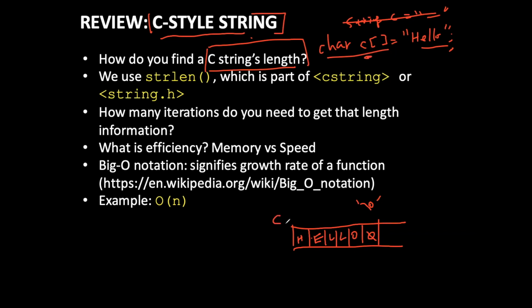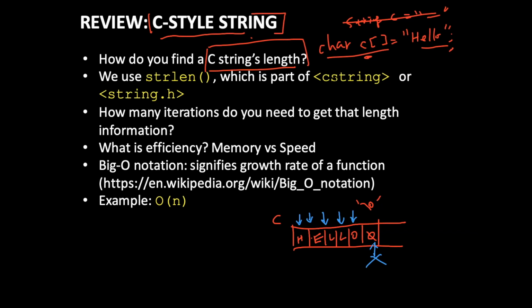So this identifier c is the name of the variable that we declare on the stack here. The question is, how do you find a C string's length? When we're looking at the length, we're obviously not counting the very last one, the null terminator. We simply count the number of characters in this string, which is HELLO. There should be 5 of them, so the answer is 5.